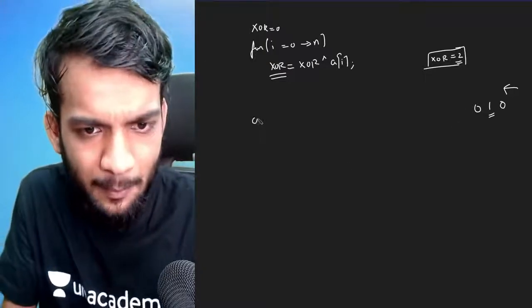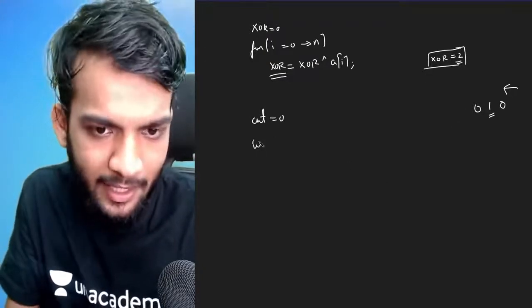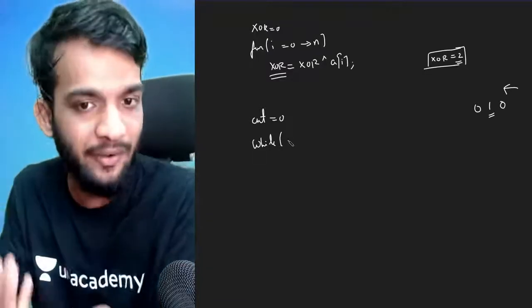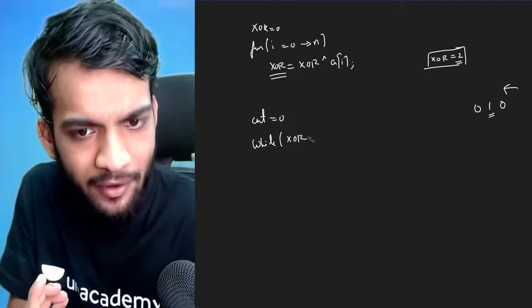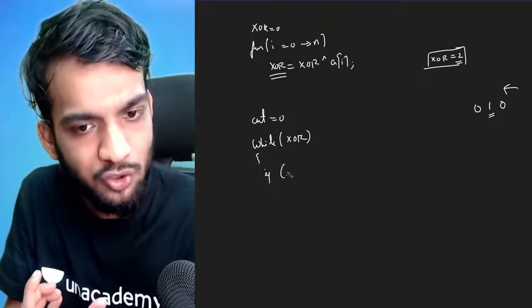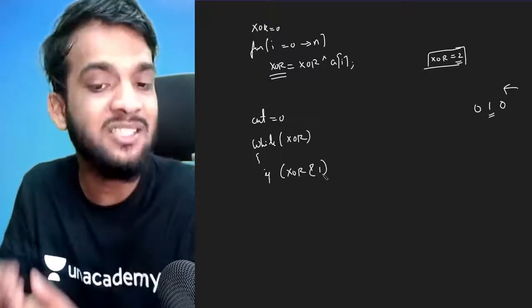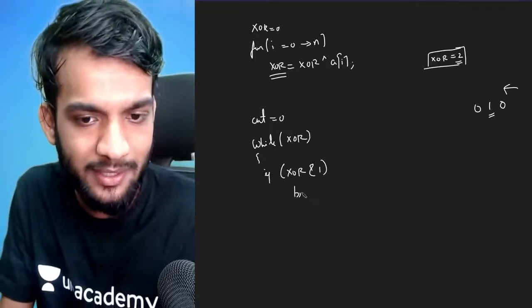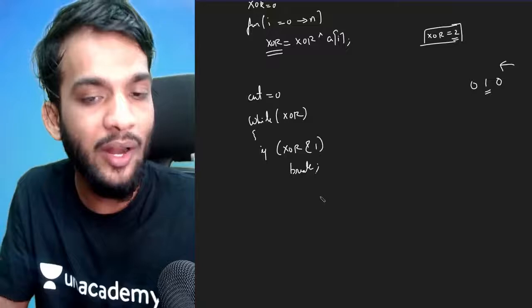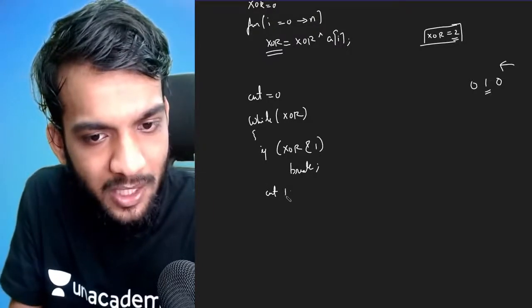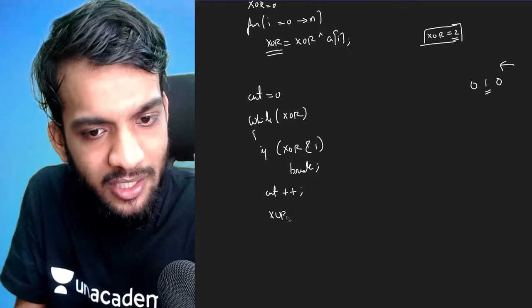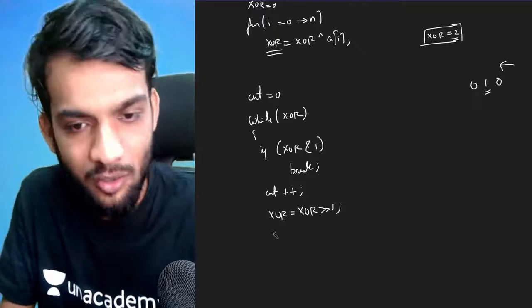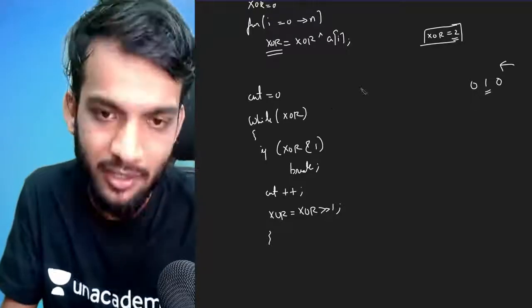Again, very simple. Probably you can keep a counter equal to 0. And if you remember in the previous class, I told you how to iterate over the bits. That's basically saying while XOR, if XOR and 1, that means that bit is set. If it is set, you can simply break out. Or else you will do counter plus plus, and XOR equal to XOR right shift of 1, right? See what this will do.